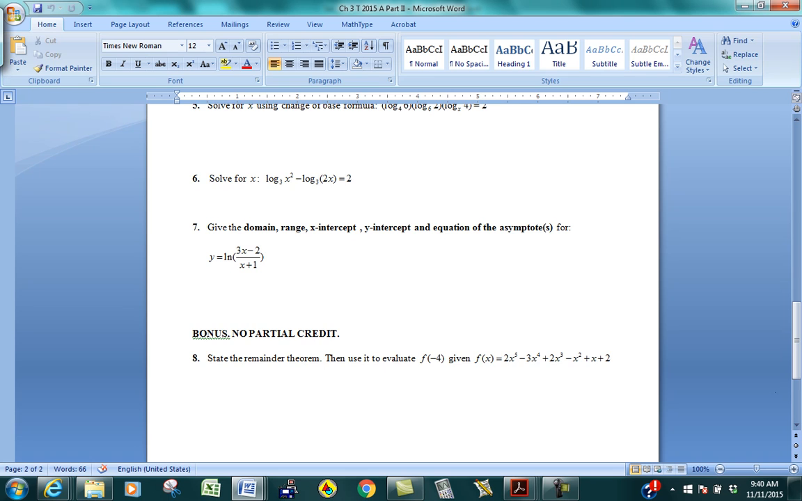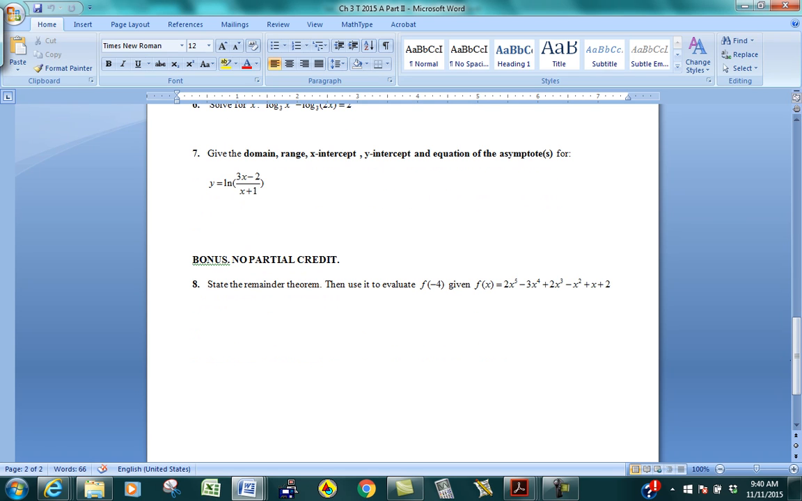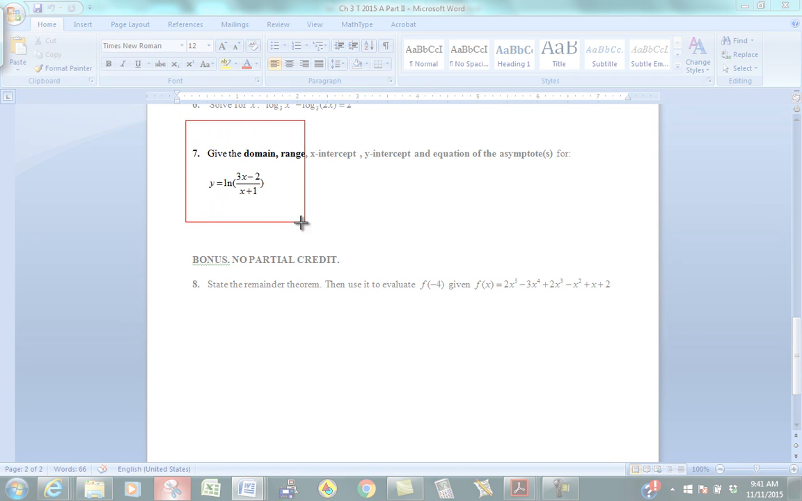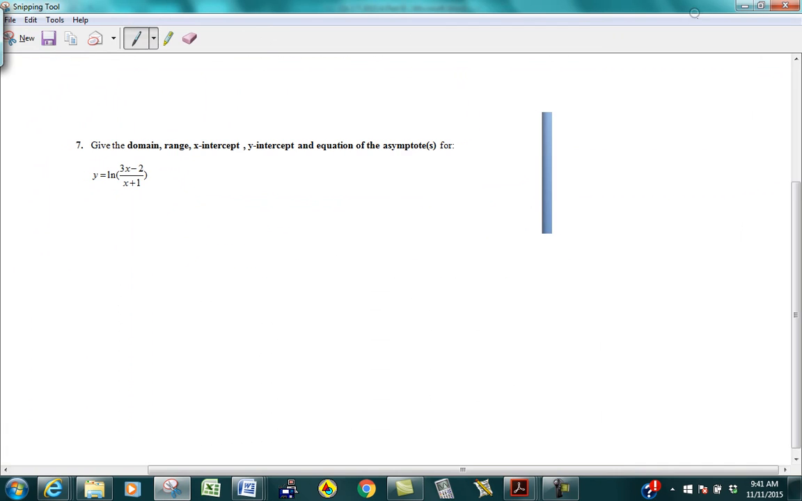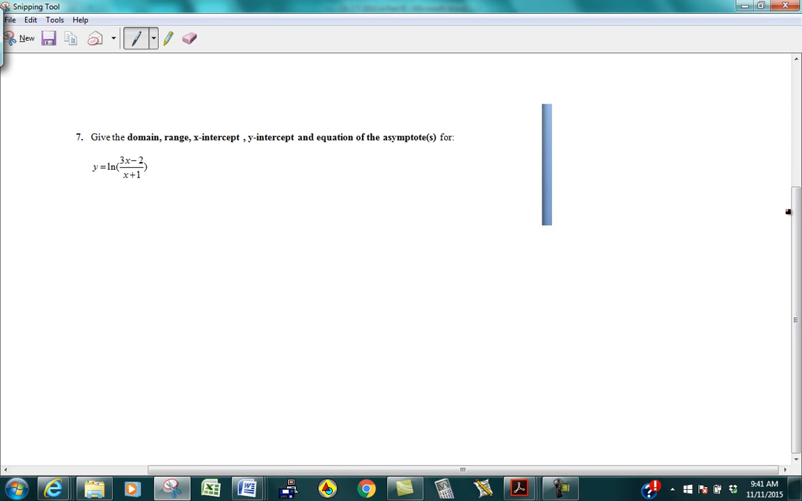All right, number 7. Number 7 was really a problem that we've done before in a slight disguise. It's the interval notation kind of stuff, your number line analysis. The first question is asking you for the domain. What's the domain?